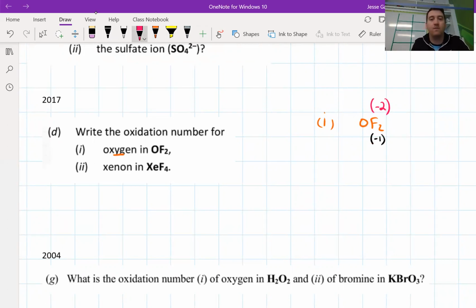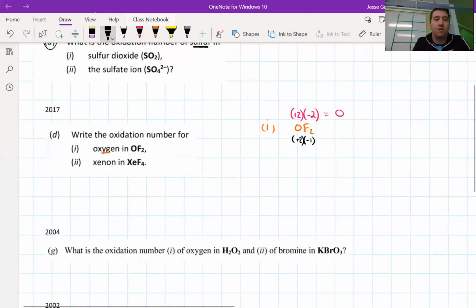is -2. What this means is that the oxygen, because remember the totals, sum has to add up to 0, so the oxygen's got to be +2. So well done if you worked out that the oxidation number on oxygen in this case is +2. If this isn't making sense, then you probably need to go and watch my video on assigning oxidation numbers.